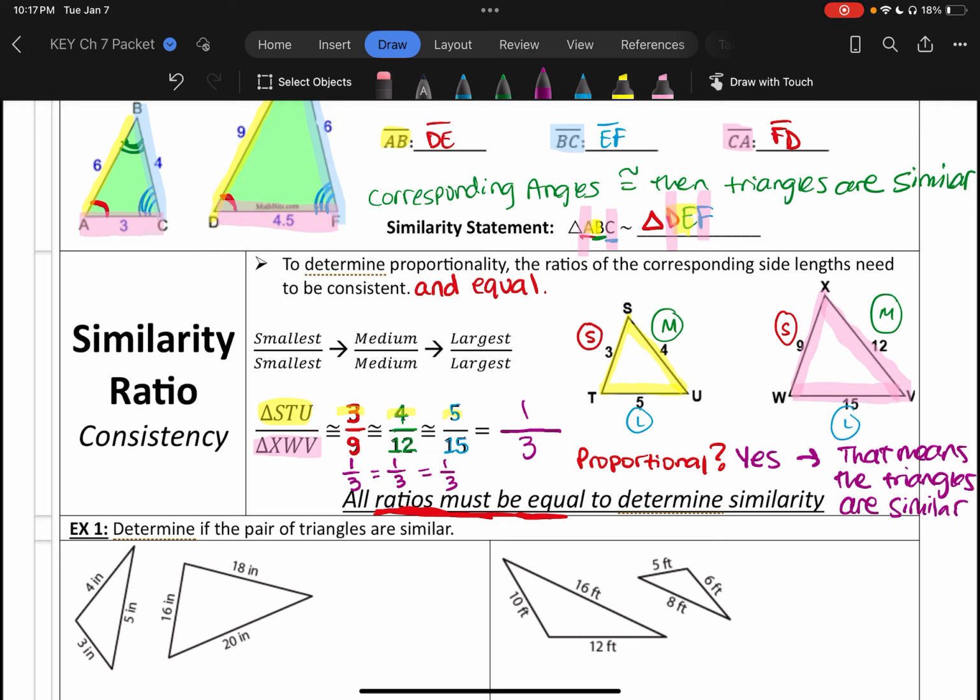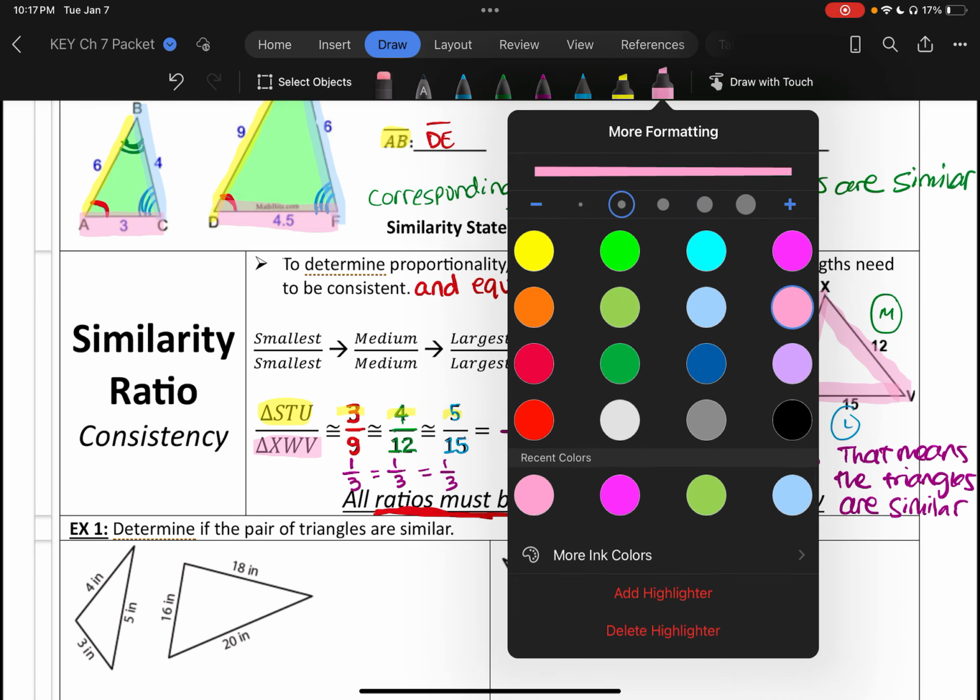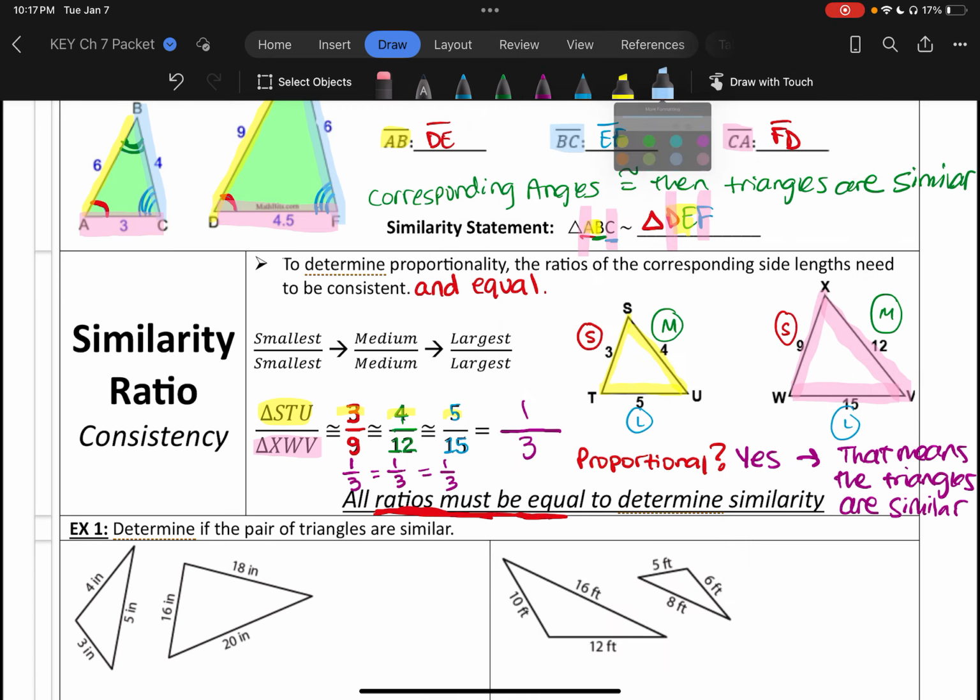So the key takeaway from this section of the notes that I really need y'all to understand is that whenever you are checking to see whether the triangles are similar, you need to focus on the ratios. Are the ratios of the corresponding sides proportional? To determine proportionality, ratios need to be consistent and equal, right? And so that's what you're checking for.